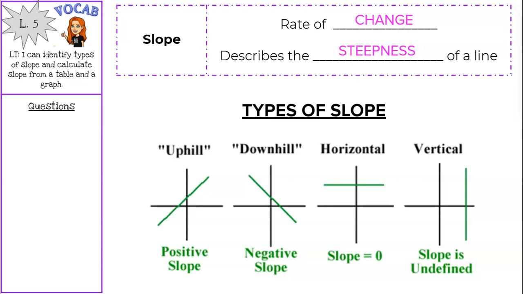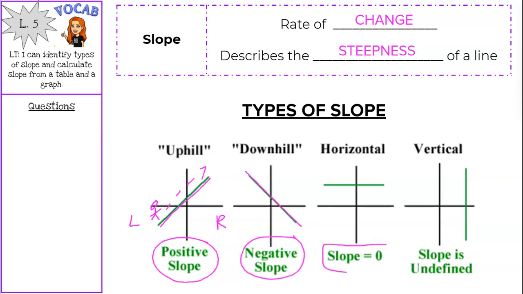So we have different types of slope. We have our positive slope, which is uphill. If you were looking at the graph from left to right, we're going up the mountain. If you had a person here at the bottom, they would be going up. And then we have negative slope, which is downhill. Then we have zero slope, which is just a horizontal line. So that's one of our special case lines. And it just goes straight left and right.